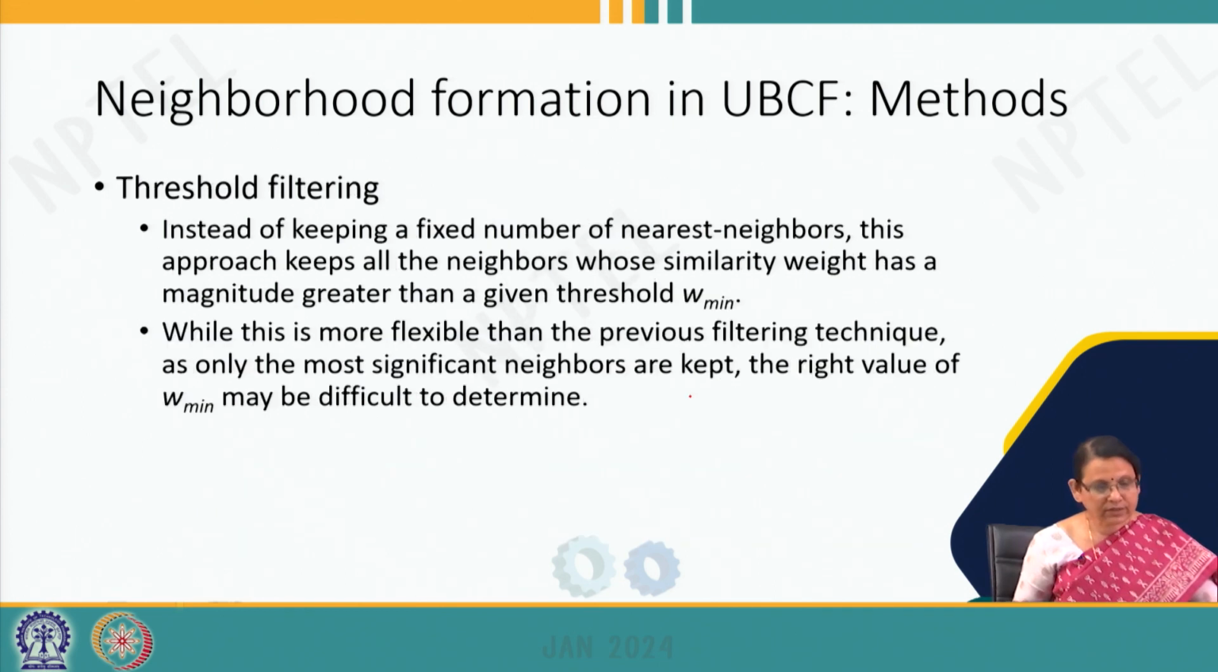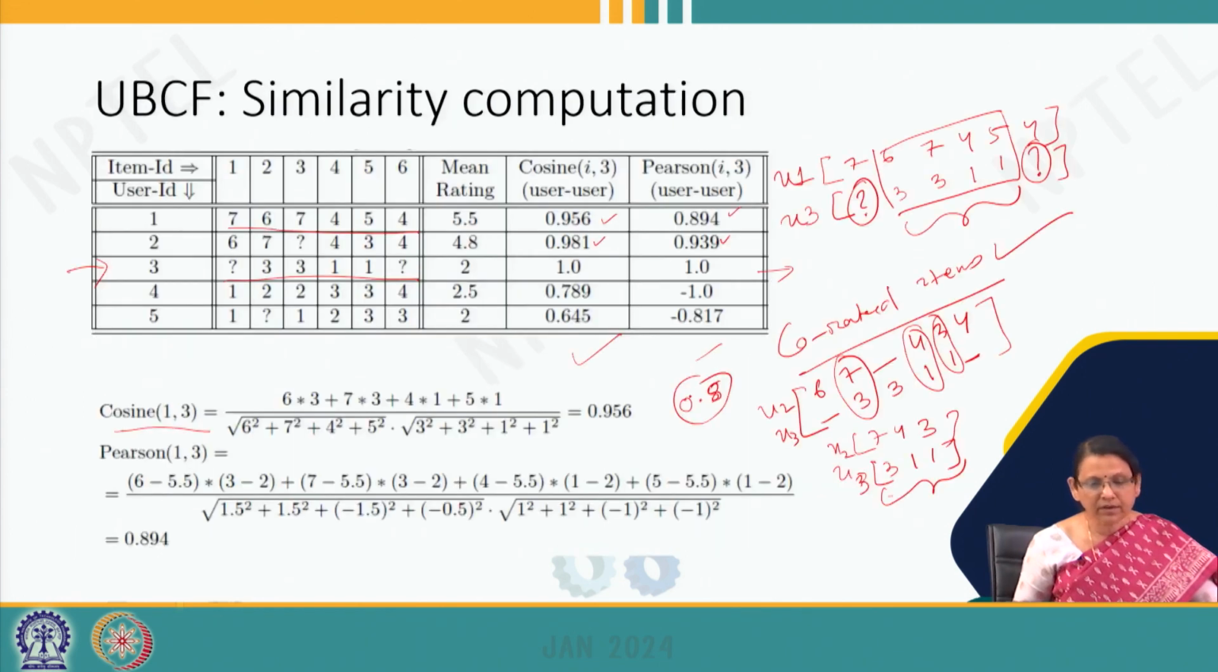So, in the context of our last example, if we do negative filtering, of course, here you cannot apply it because all the values are positive in case of cosine, but here these two will be automatically dropped because they are negatively related. So, only the top 2 will be considered.